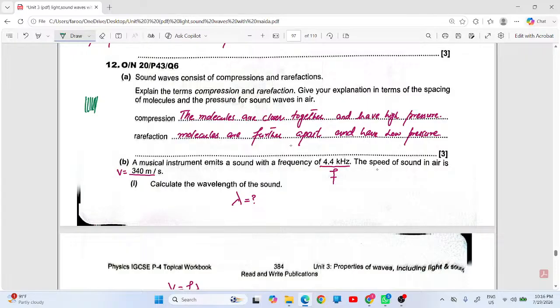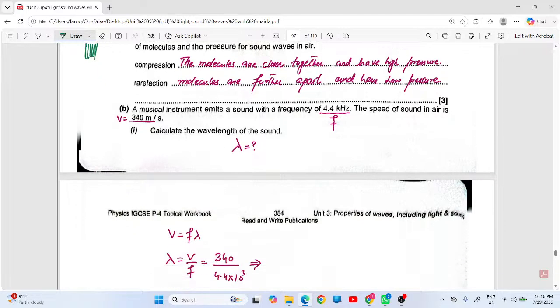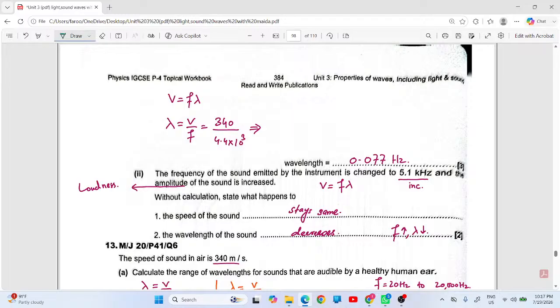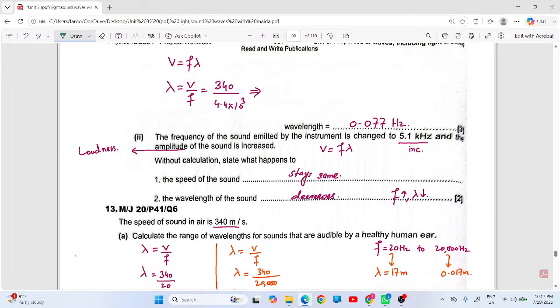और बी पार्ट में बचे हैं a musical instrument emit a sound with a frequency given है, the speed of sound is given, you have to find the wavelength. We know the formula v equals f lambda, lambda equals v over f. V is 340, frequency is 4.4 times 10 power 3. Divide them, you will get 0.077.